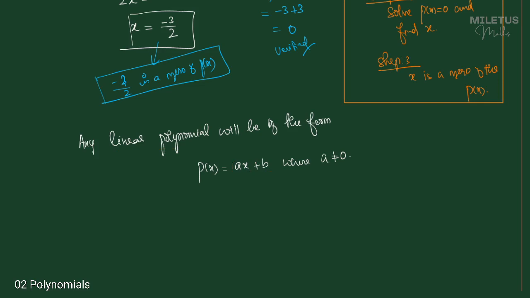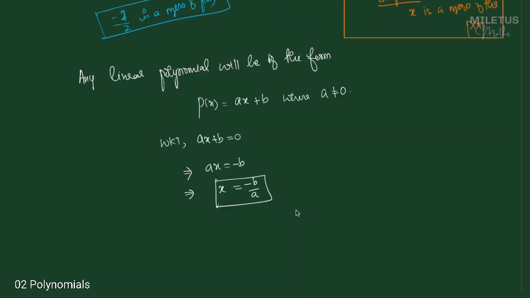Because a is not equal to 0, from the steps we have done, we know that we want ax plus b equal to 0, and that will imply ax equal to minus b, and that will further imply, remember a is not equal to 0, so I can divide throughout on both sides, and that gives me minus b by a.